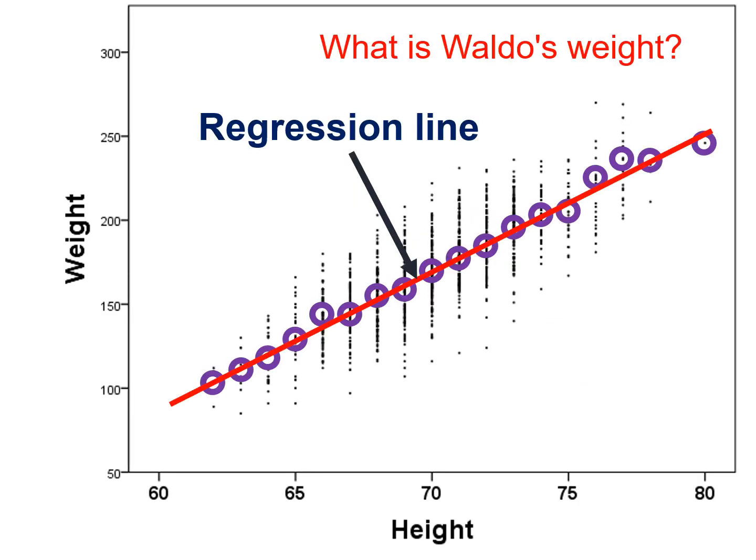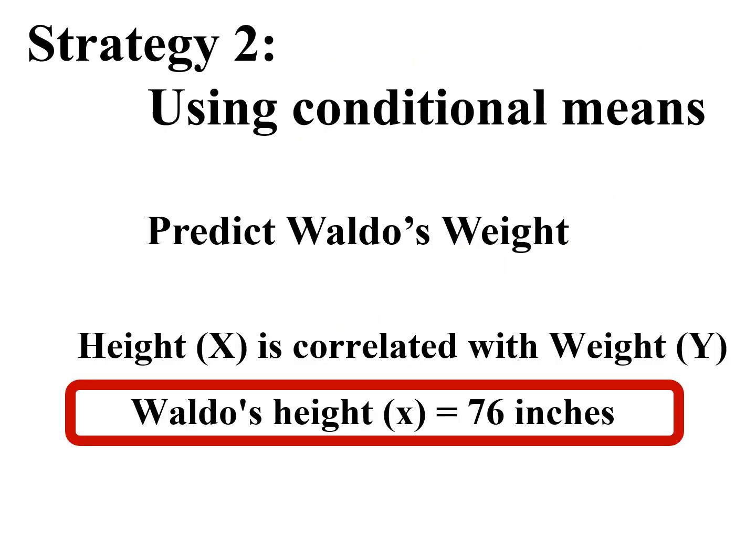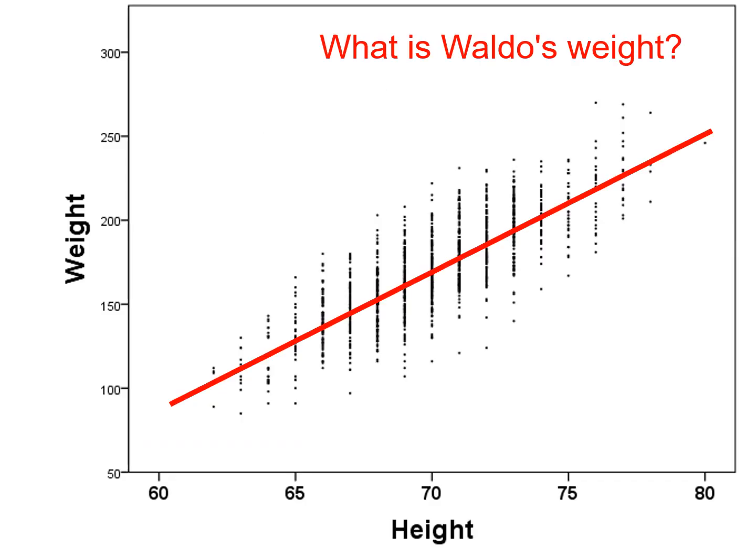So now that we have the regression line, let's hide the conditional means and concentrate on the line. We'll now see how it can be used to predict Waldo's weight. As we learned earlier, Waldo is 76 inches tall. That is, his value on x is 76. We'll use that information to predict his weight with regression. Here's the regression line. And here's Waldo's height on the x-axis. x equals 76, where x is Waldo's height.